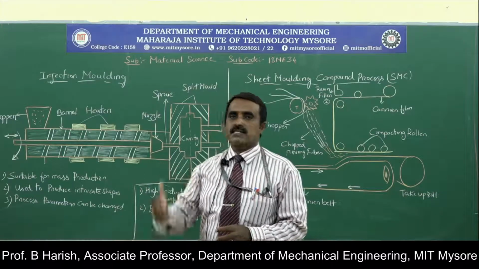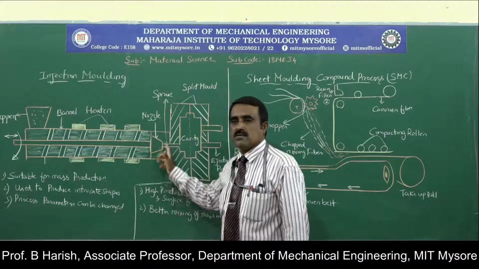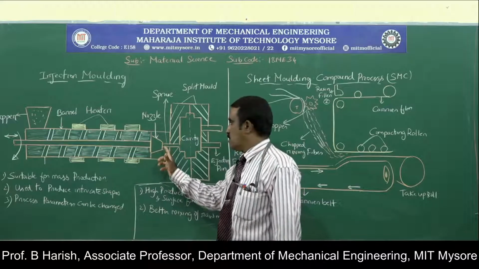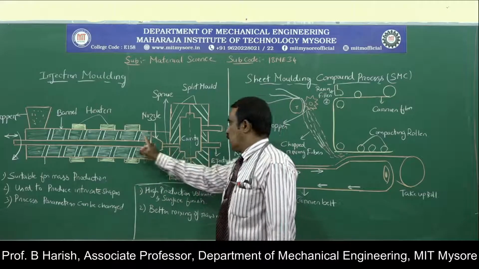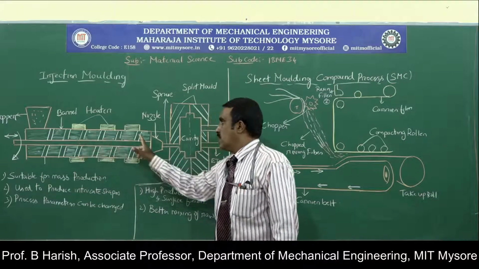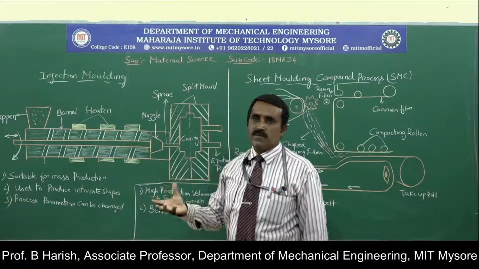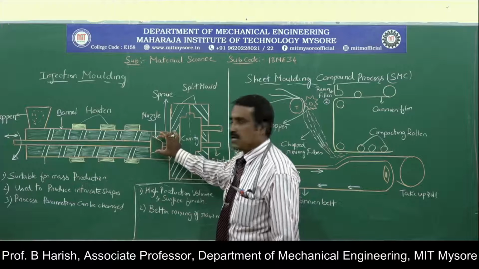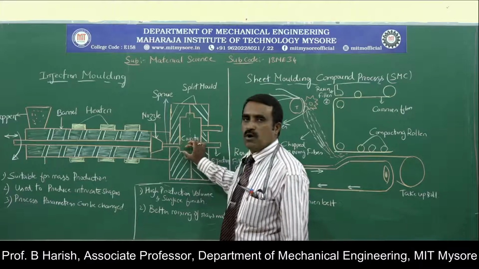That liquid charge enters the nozzle and fills inside the nozzle. Then further it will flow. Here it will be in solid state initially, then semi-solid, and as it enters into the nozzle, it will be in liquid state. That liquid state charge passes through the sprue. The sprue is a very small opening.